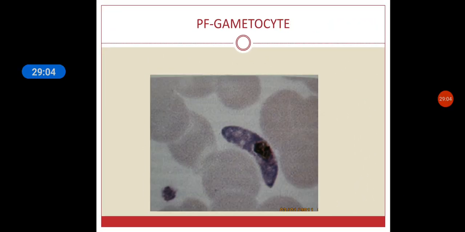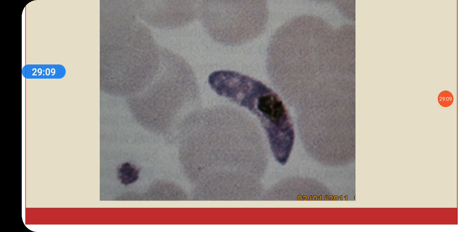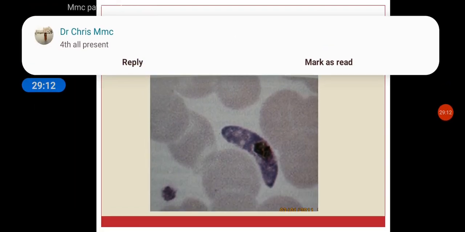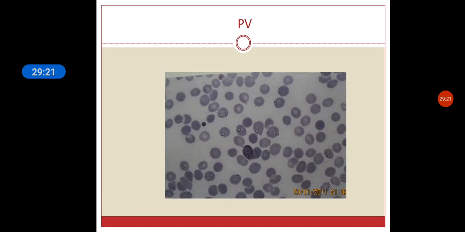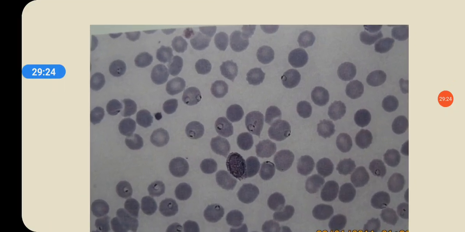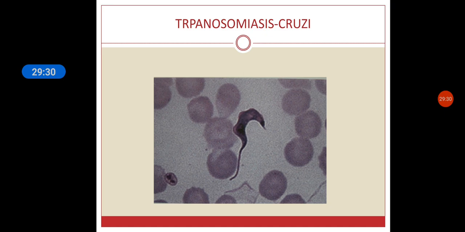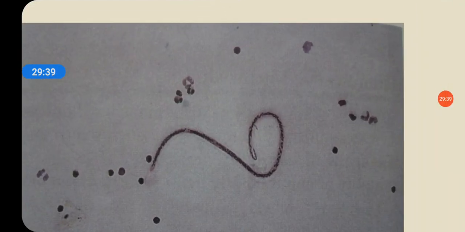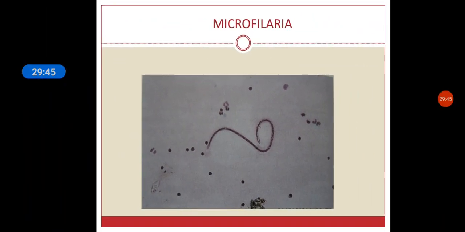This is a female gametocyte. It is basophilic, and you can see the brown and orange granules. This is again Plasmodium vivax. It is a schizont which you're seeing. There are different forms for vivax, right? This is again Plasmodium vivax with multiple rings. Another picture. This is trypanosomiasis, another parasite which you can appreciate in the peripheral smear. This is microfilaria, the microfilarial worm, which you can appreciate.